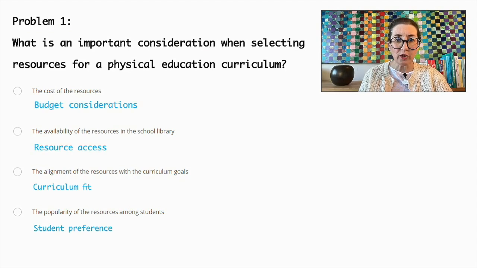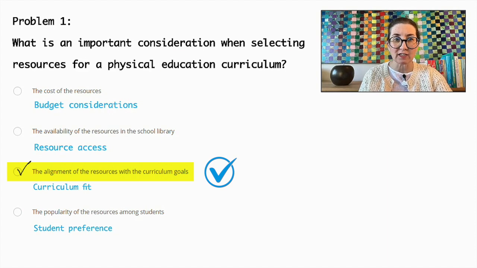The most critical factor is the alignment with curriculum goals. Resources that match educational objectives help students meet learning outcomes and develop necessary skills. In conclusion, while availability, popularity, and cost matter, aligning resources with curriculum goals is paramount for an effective physical education experience.